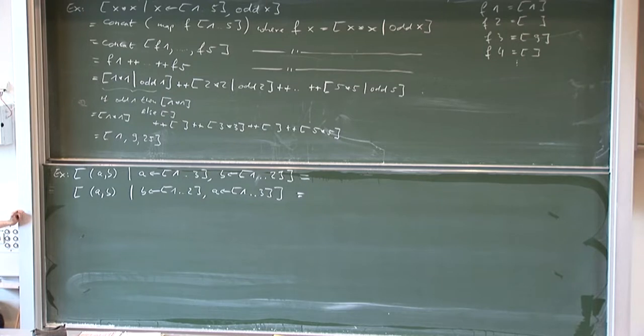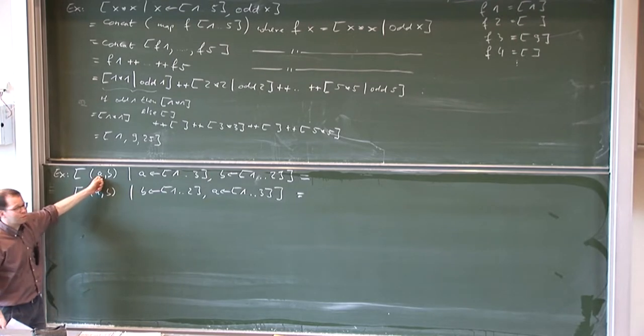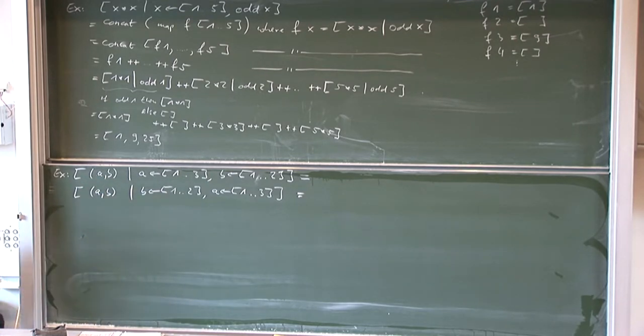Now, intuitively, somehow it's clear. Both lists should contain all pairs A and B, where A is between 1 and 3 and B is between 1 and 2. The question is, in which order? I mean, in lists, the order plays a role. These are not sets, these are lists. So, what is the order?